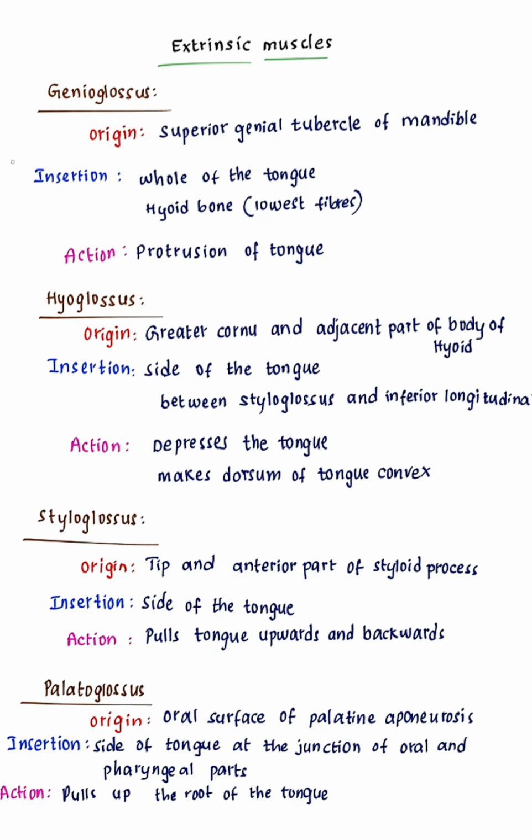Extrinsic muscles include four muscles: genioglossus, hyoglossus, styloglossus, and palatoglossus. Genioglossus arises from the superior genial tubercle of the mandible. It inserts into the whole of the tongue and its lowest fibers insert into the hyoid bone. It causes protrusion of the tongue.